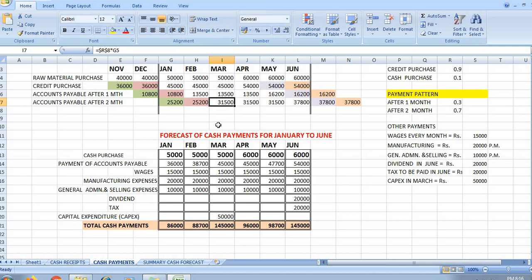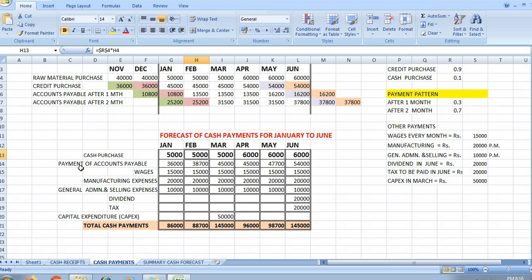After having done this, you can prepare the cash payment table. Remember, there was 10% cash purchase, so we will put in cash purchase first. So this is 10% of the total raw materials purchase. Can you see? This is 5,000 because you purchased 50,000 out here. This is 6,000 in April because you had total purchase of 60,000. So 10% of our purchases are plotted out here.